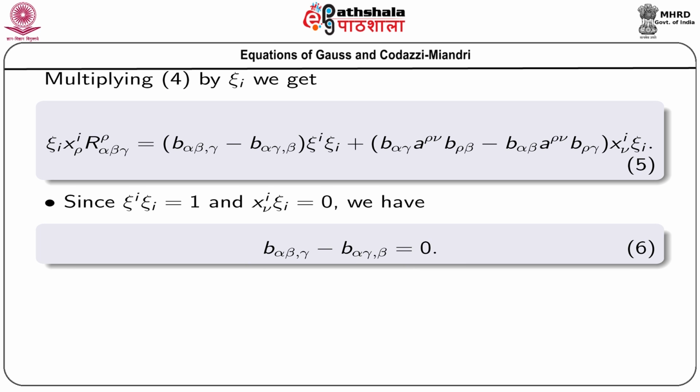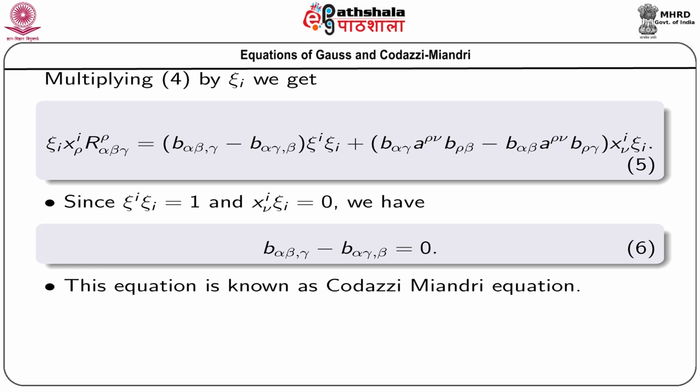So, the right hand side, the second term will vanish, and the expression in the left hand side will also vanish, because xi I x I rho is equal to 0. So, we get b alpha beta comma gamma minus b alpha gamma comma beta equals 0. So, this equation is known as Codazzi Mainardi equation, or sometimes only Codazzi equations. Here alpha beta gamma all will vary from 1 and 2.